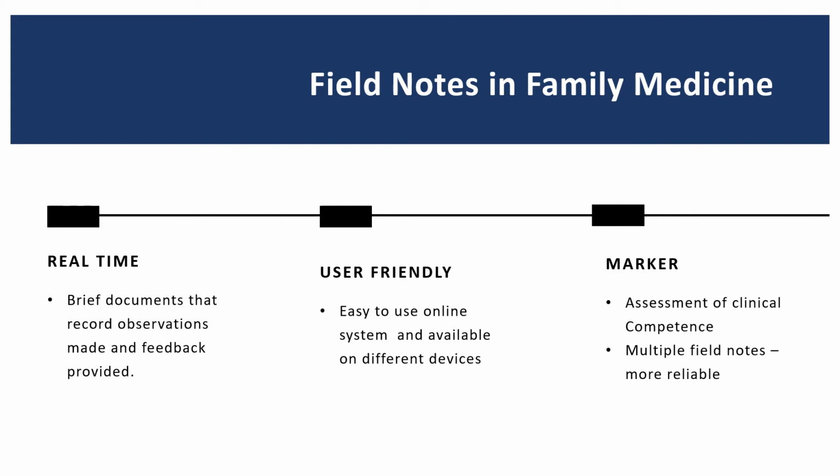You can only do one CanMEDS role or entrustable professional activity, EPA, at a time per field note. However, you can assess different EPAs based on the same encounter you are observing. For example, while observing a clinical encounter, you can assess the communicator role on one field note and the professional role on a second field note, if appropriate.